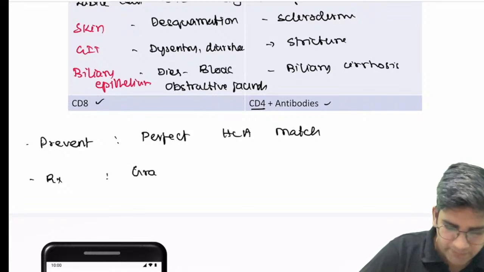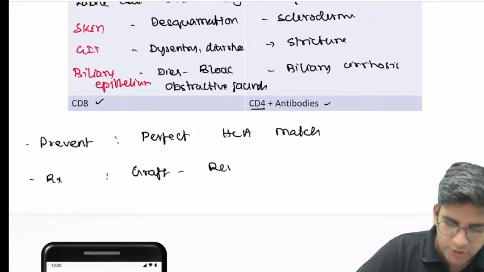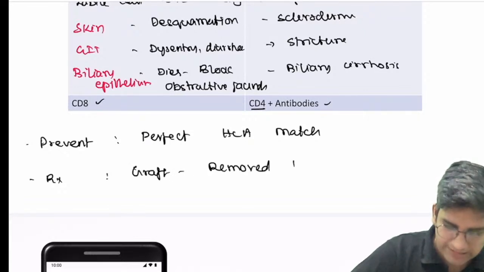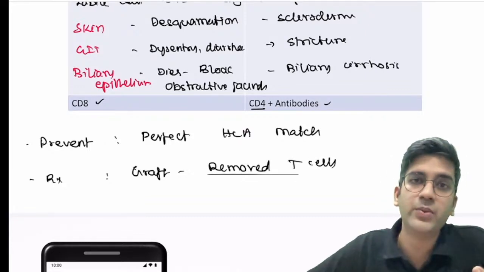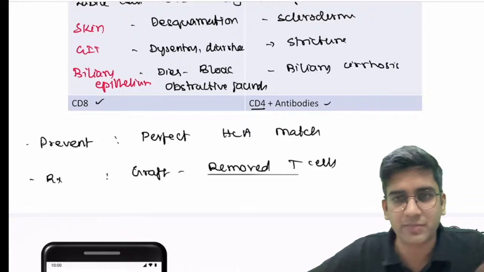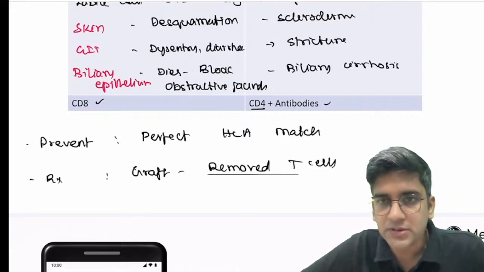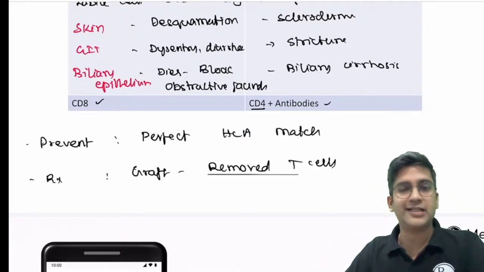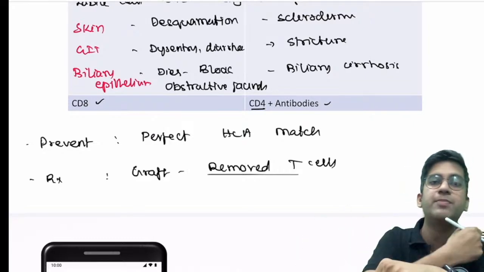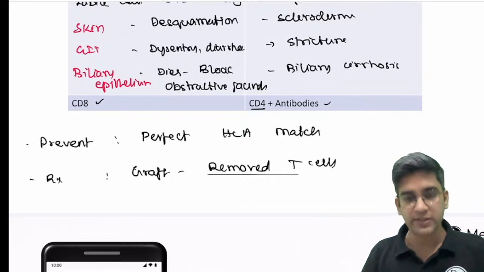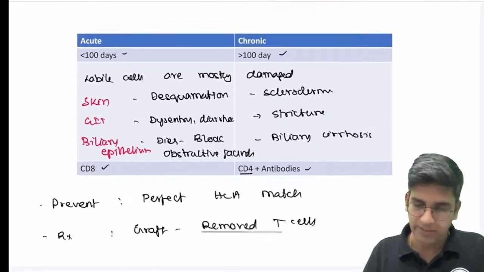From the graft, they try to remove T cells because they were causing the damage, right? So they removed T cells. That's one of the ways by which they tried it. Didn't work much, fine. Desquamation, it's simple. Squamation, squamous. D is removal. I'm just removing or stripping off the entire skin. That's desquamation, fine. Okay, that's about GVHD.